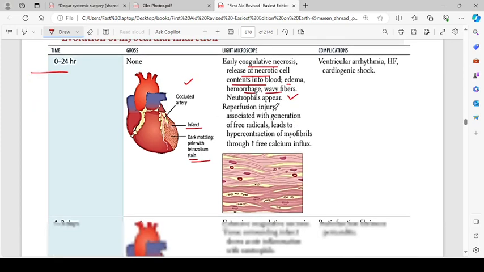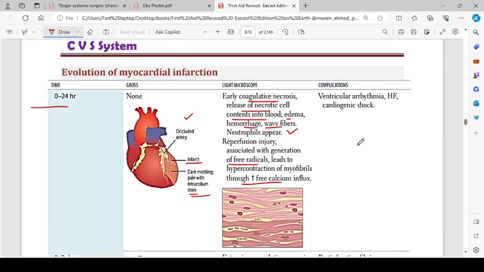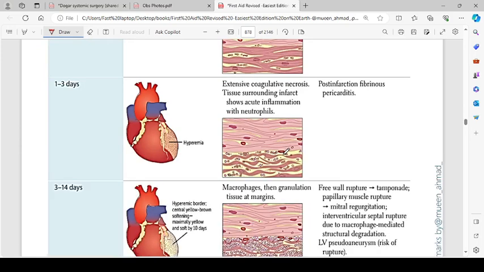Reperfusion injury is associated with the generation of free radicals, which leads to hypercontraction of the fibers through increased calcium influx. Complications in this time frame are ventricular arrhythmias, heart failure, and cardiogenic shock. In 1 to 3 days, there is neutrophilic infiltration. There will be hyperemia on gross pathology, and on microscopy we'll find extensive coagulative necrosis. Tissue surrounding the infarct shows acute inflammation with neutrophils, and post-infarction fibrinous pericarditis is the risk here.